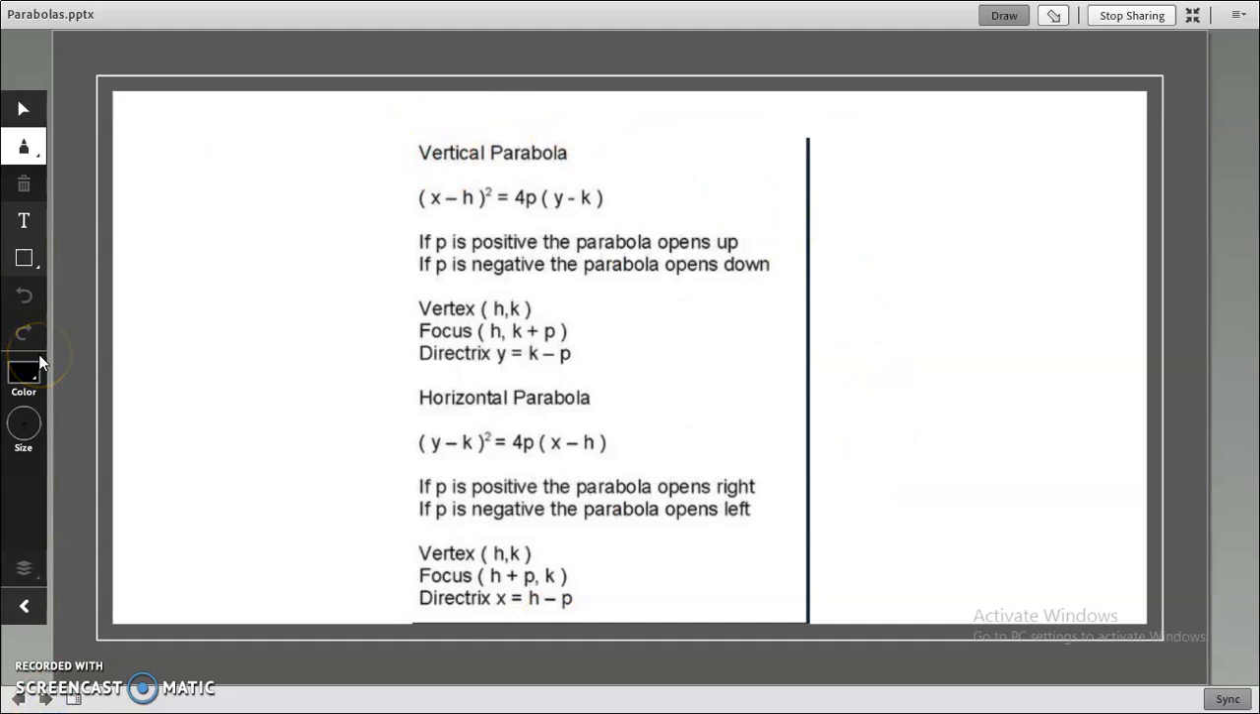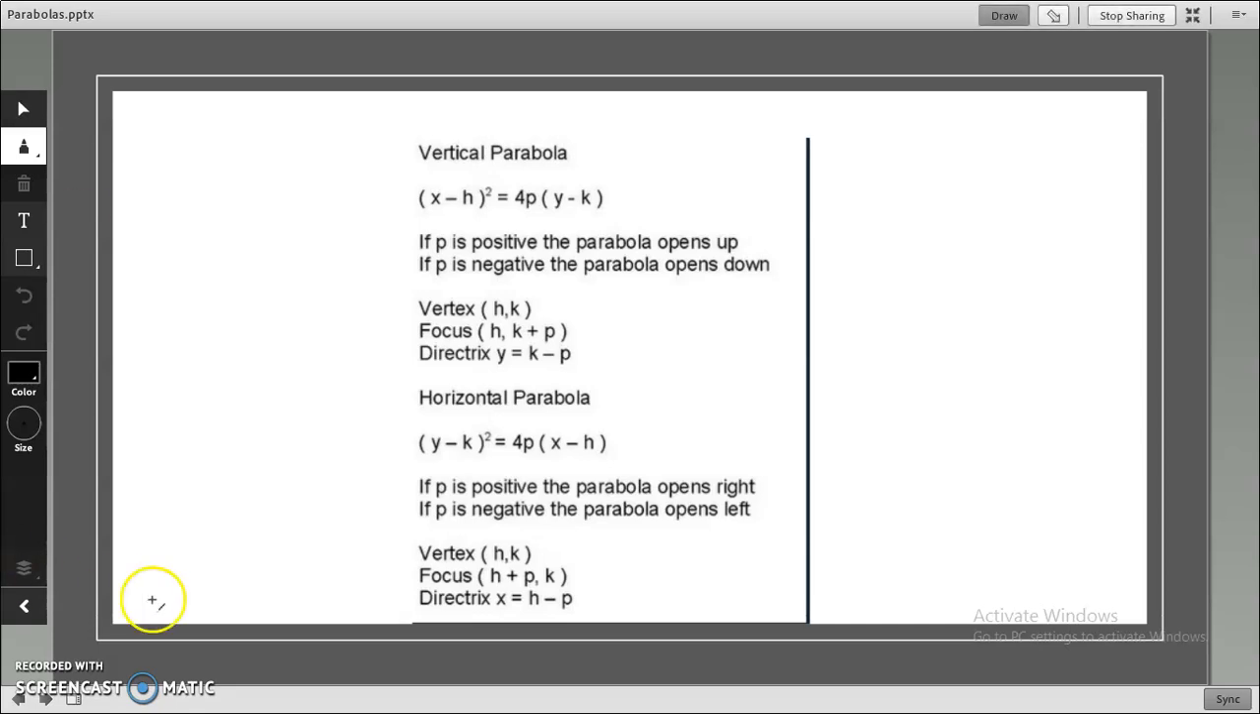Alright, so here's another in-depth look at the different parts of a parabola. We have x minus h squared, and it's very similar to the one we showed before. The x is squared, but instead I have the y equal to on the other side. And it says if p is positive, the parabola opens up. If p is negative, the parabola opens down. The vertex is h, k, just like it was before. The focus, though, and that's that equal point in my parabola, is h, k plus p, and the directrix is y equals k minus p. And the same information for the horizontal parabola.